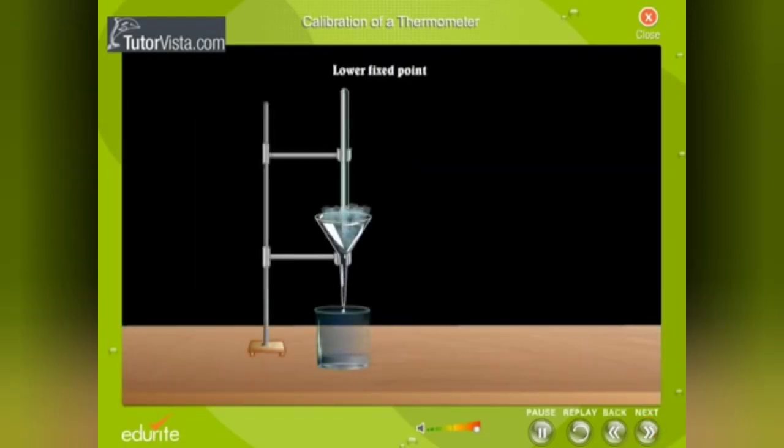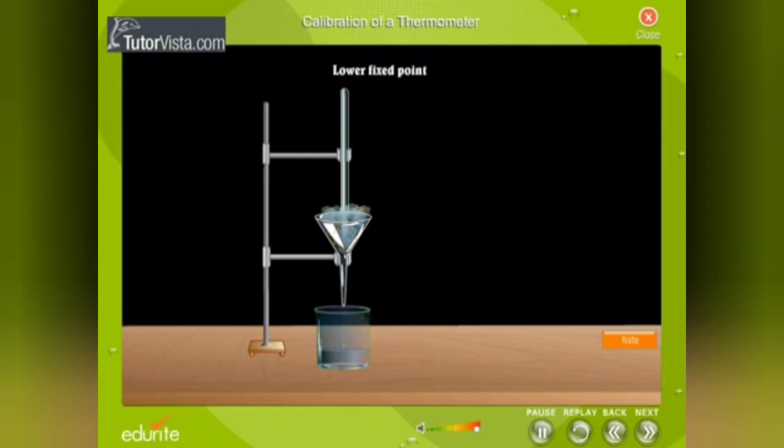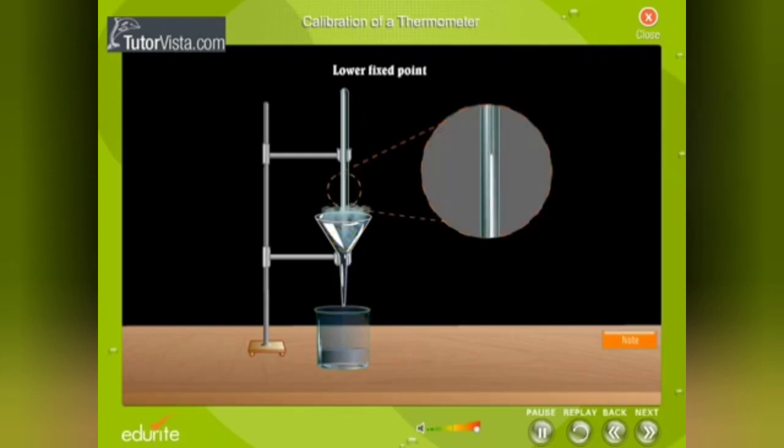Let us see how the lower fixed point is marked on a thermometer. The thermometer, which is to be calibrated, is placed in a funnel surrounded by crushed ice. The bulb of the thermometer is completely immersed in ice. A beaker is kept below the funnel to collect the dripping water. Observe that the level of mercury is dropping. This is because the mercury starts contracting.